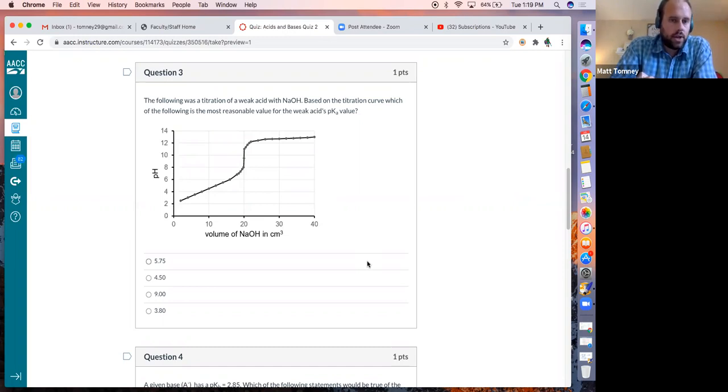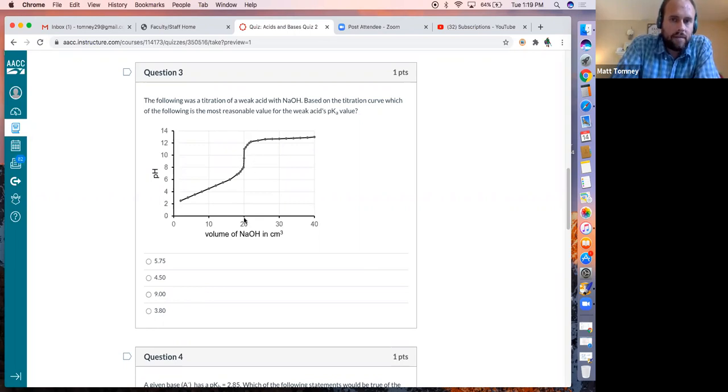This is the titration of a weak acid with a strong base. Based on the titration curve, which of the following is the most reasonable value for the weak acid? Okay, for its pKa value. So you've got a couple of choices down here. Where is the equivalence point? 20 milliliters. So if you go up, you can see the equivalence point smack in the middle there. We've already done labs about this. We've talked about it in lecture. The equivalence point is sitting right at 20.